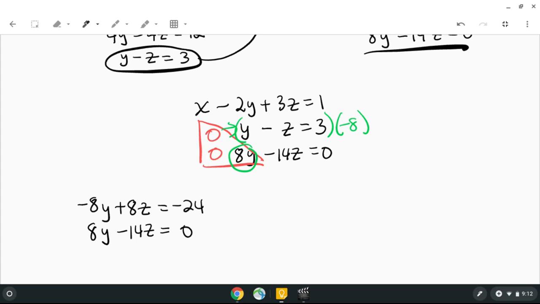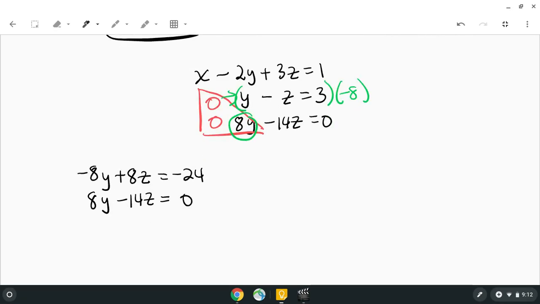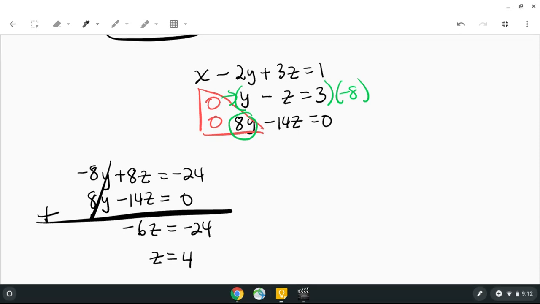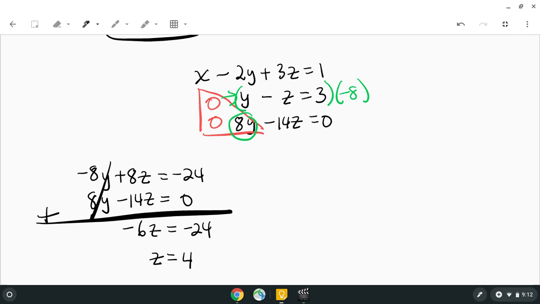Okay, so I have this, and now I can combine them. And I see that they do eliminate. And here I get -6 equals -24. Divide both sides by -6, and I get 4. Okay, z equals 4. So that is what I'm going to replace this third equation with.